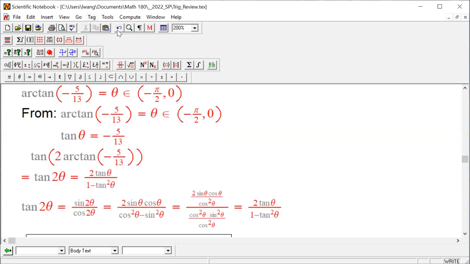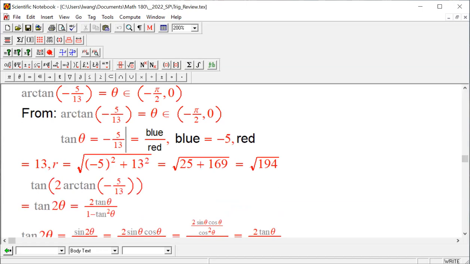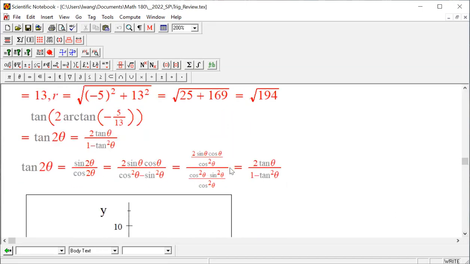Of course, we're going to organize the terms. I'm going to leave it here because I'm going to show you a version of how to show work. But before that, it's just a matter of plugging in. So on the top is 2 times tangent theta, which is -5/13. And in the bottom, it's just 1 minus that negative 5 over 13 squared. That's it. And you simplify.